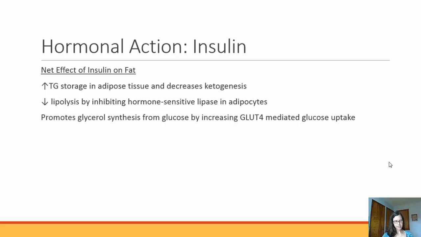And remember that glycerol synthesis allows for production of other important molecules in our body, such as our NADPH for fatty acid synthesis. So this kind of makes sense, right? If I'm taking in a lot of glucose and my insulin is increasing, then I'm going to try to use the glucose for other substances.